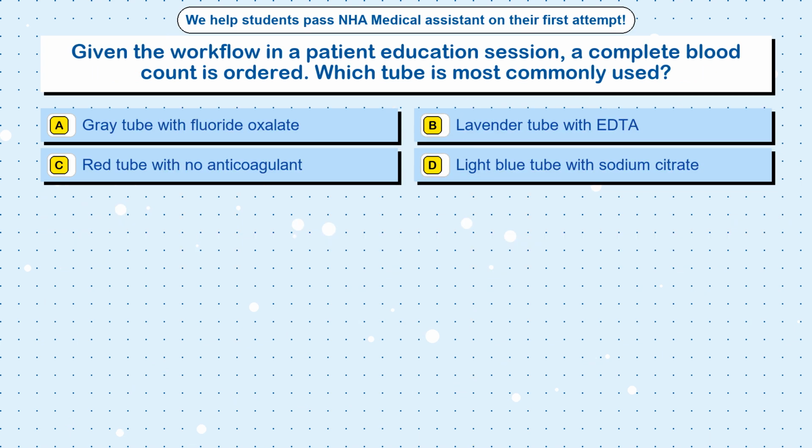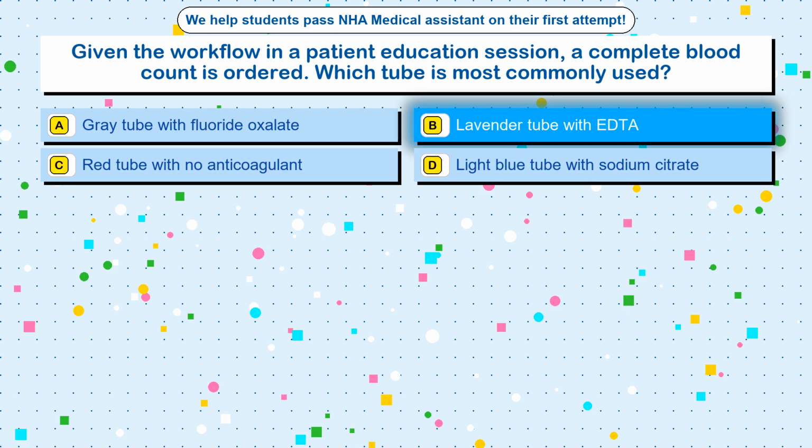Question 76. Given the workflow in a patient education session, a complete blood count is ordered. Which tube is most commonly used? Option A, gray tube with fluoride oxalate. Option B, lavender tube with EDTA. Option C, red tube with no anticoagulant. Option D, light blue tube with sodium citrate. The correct answer is option B.